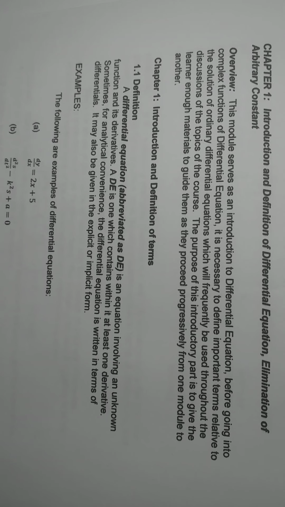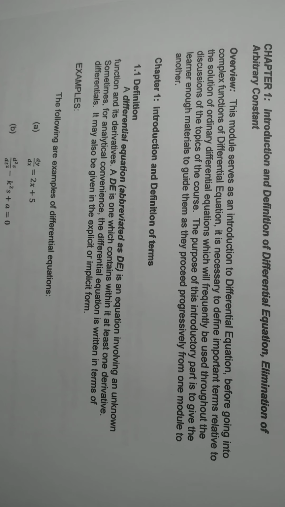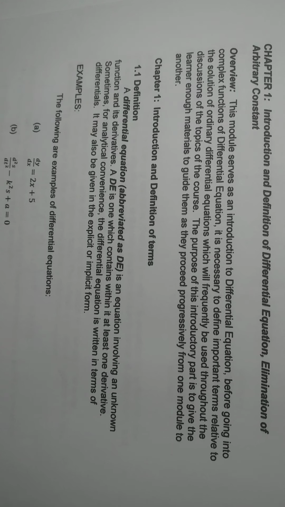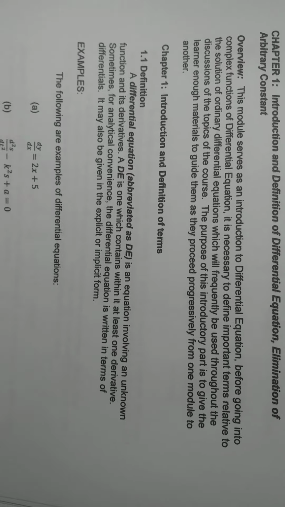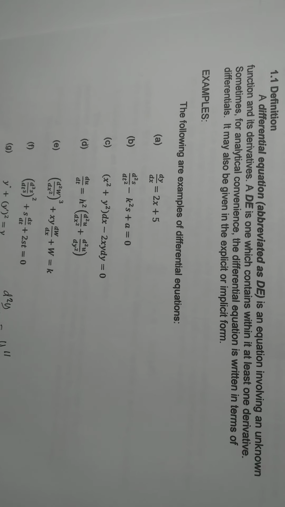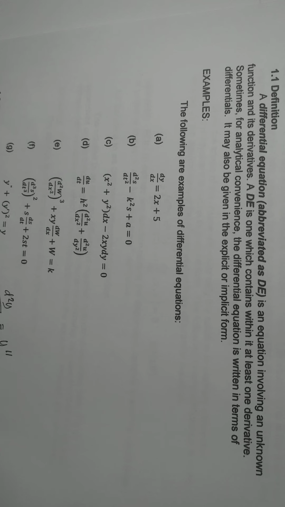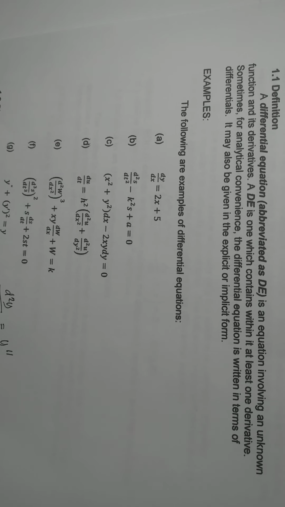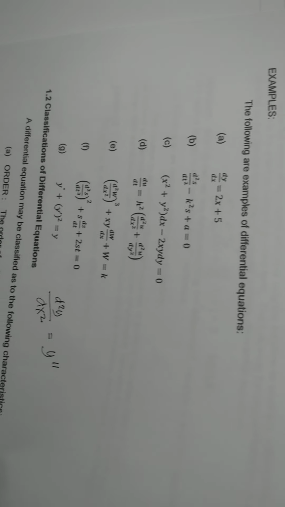Examples of differential equations. We have A, dy over dx is equal to 2x plus 5. B, d square s over dt square minus k square s plus a is equal to 0. C, x square plus y square dx minus 2xy dy is equal to 0.